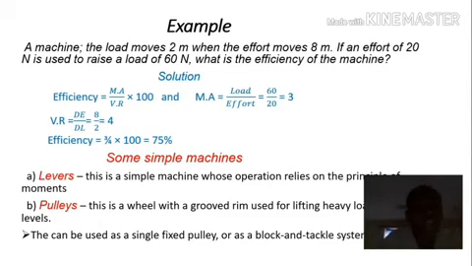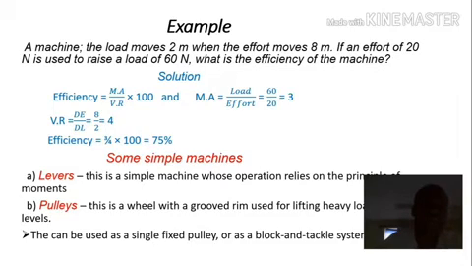Therefore, efficiency is MA over VR, so MA is 3, VR is 4, times 100, you get 75%. Let us now look at some examples of simple machines.